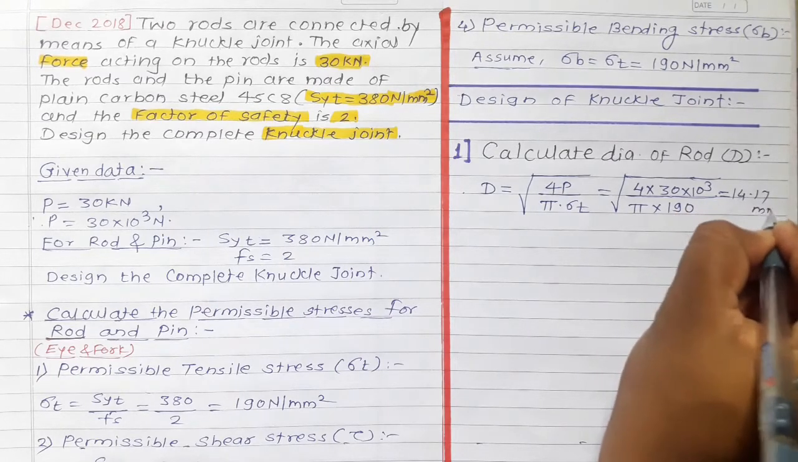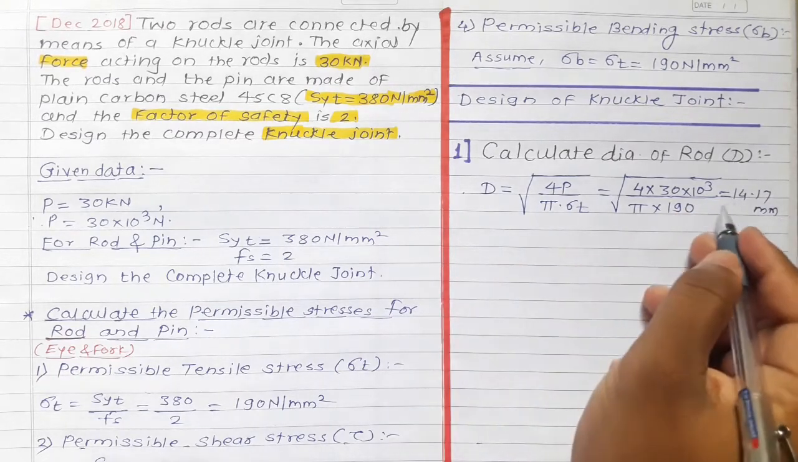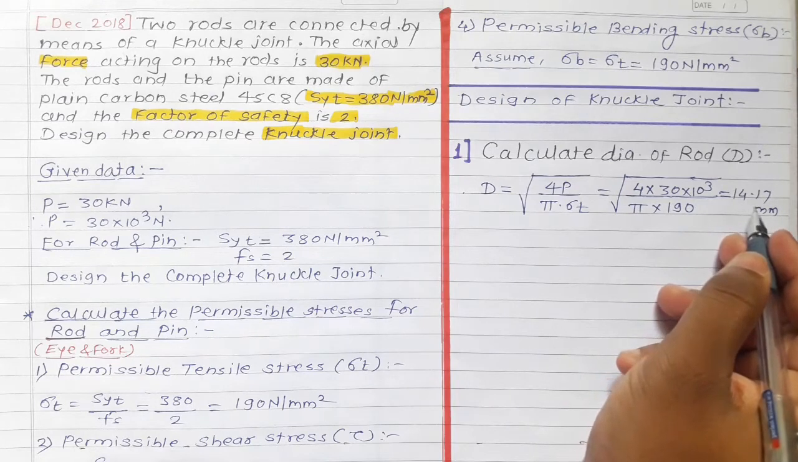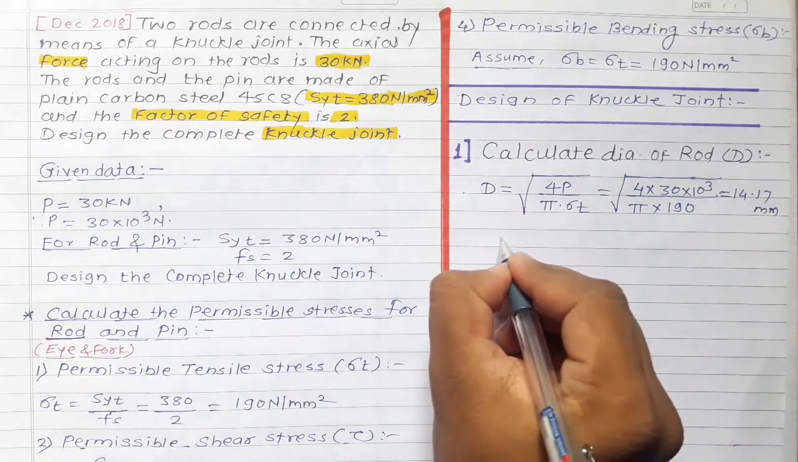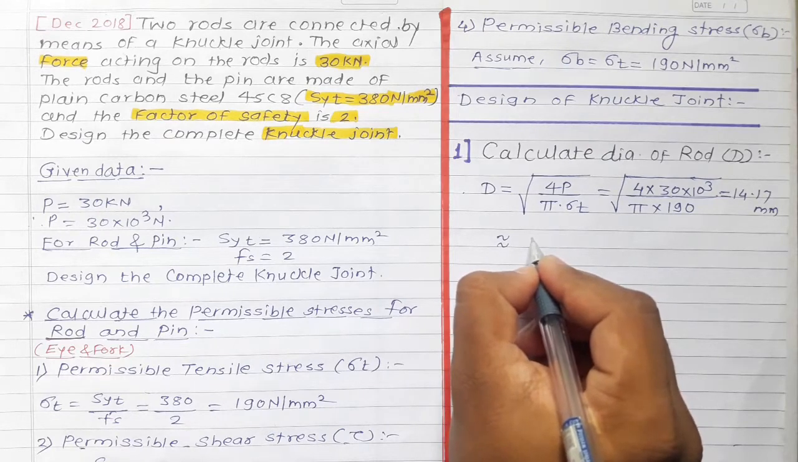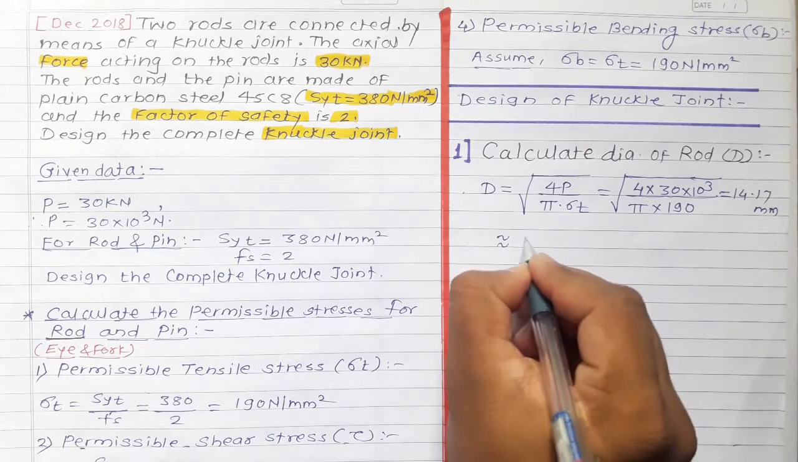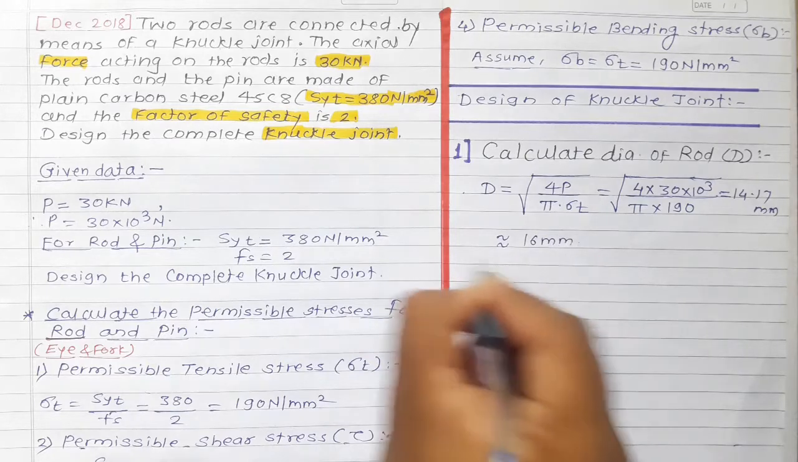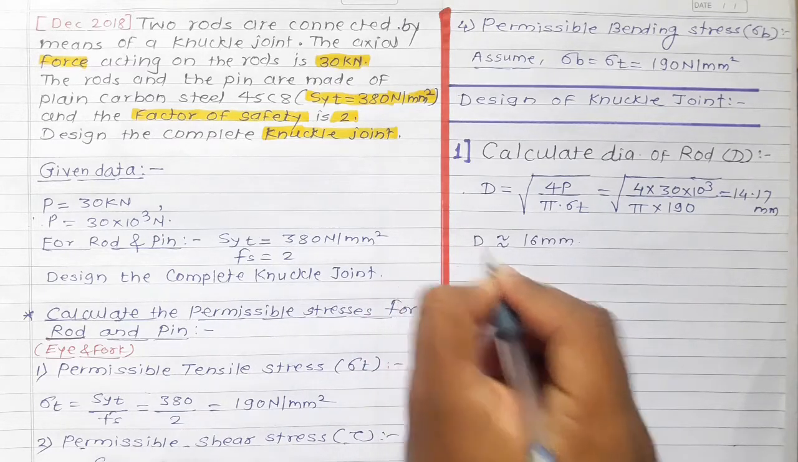And if you calculate, the answer will be 14.17 mm. Okay, and we know that from the manufacturing consideration, we have to round up this value. So generally we add 2 to 3 mm. So let us write the answer of this capital D as 16 mm. So this is the answer of diameter of rod.